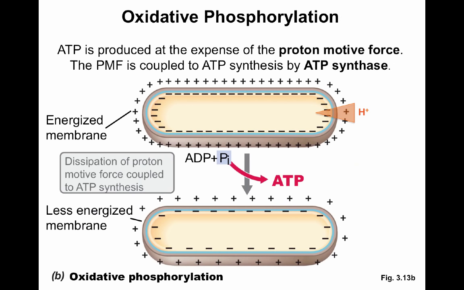Now, on the other hand, oxidative phosphorylation requires the production of a proton motive force, and that proton motive force is going to be used by the cell to produce ATP using the enzyme ATP synthase. The proton gradient also is going to energize the membrane, and when ATP is generated by moving protons from a higher concentration in the outside to a lower concentration in the inside, that is going to dissipate the proton motive force during ATP synthesis and result in a membrane that is less energized.